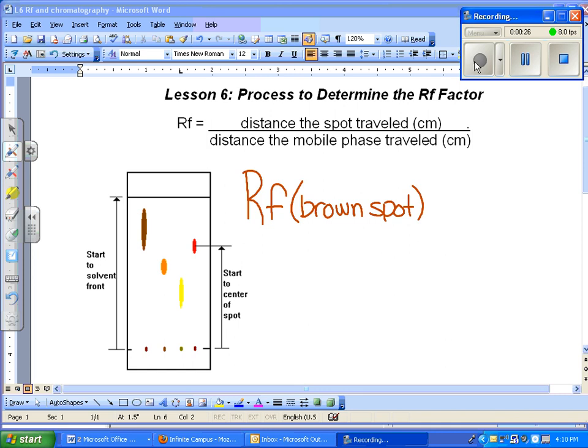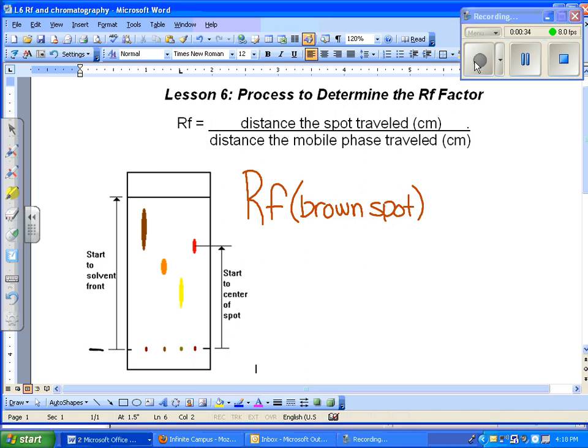The first thing that we're going to do is the RF of the brown spot. I'm going to go the distance the spot traveled. I'm going to start from this beginning point here and go to the center of the spot, which would be about right there. So I would measure that distance with my ruler. What I got was 4.60 centimeters.